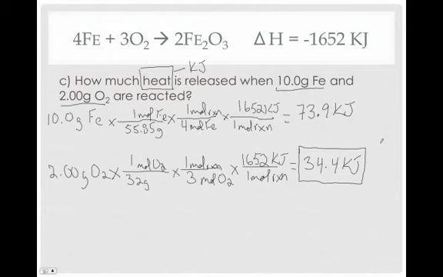Hopefully you found that the adding of the delta H of reaction as a conversion factor was not too difficult, and this served as a good reminder of your stoichiometry.